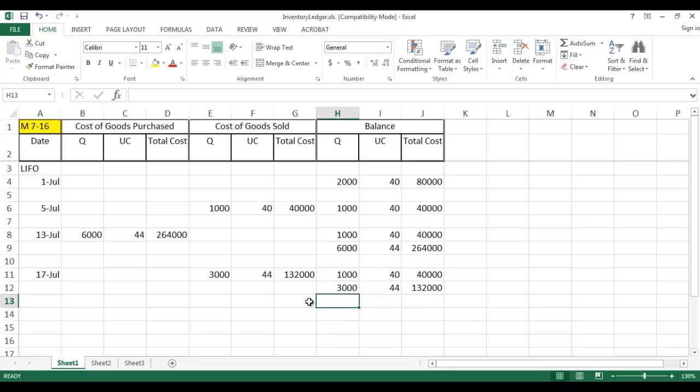Okay. So again, this was what I had as of July 13th: 1,000 units at $40, 6,000 at $44. When I sell 3,000 on the 17th, I assume they came from my most recently acquired units, the 6,000 here. So I've chopped that in half. I still have the 1,000 oldest units at $40 and 3,000 of those units at $44. So now this is what I have currently in inventory.